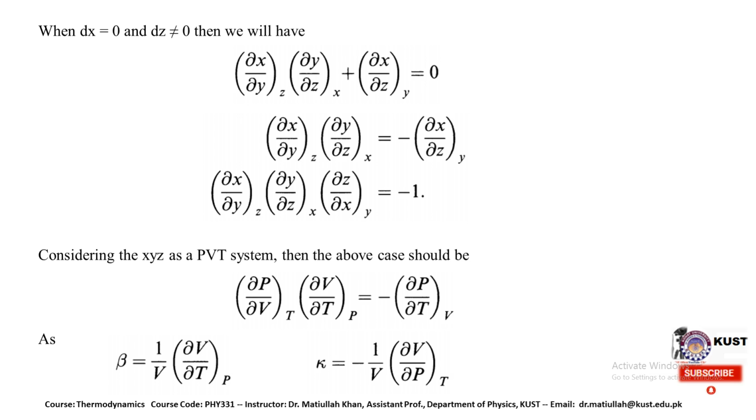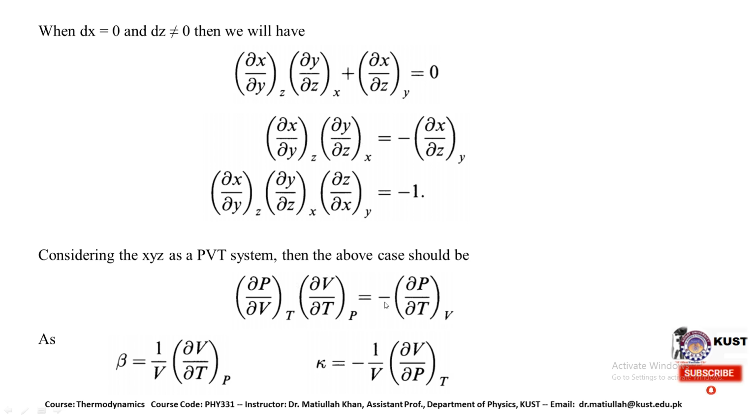Now we are going to apply this part of the equation on a particular PVT system to develop the state variable for any particular system. If we consider x, y and z as pressure, volume and temperature, what will happen? Just replace x, y and z by P, V and T. So the same equation over here will be modified into this form.